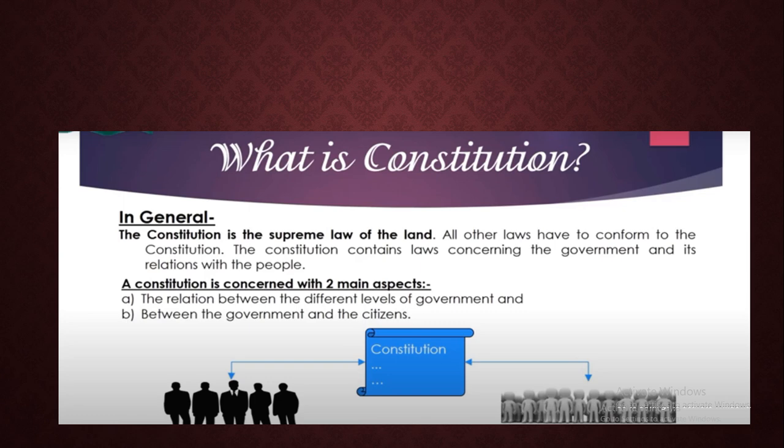And also, a constitution determines the relationship that a government and the citizens should have. If the constitution was not there, then the relationship between the government and the citizens would be very vague, or there would be no relationship at all. The government would do what it wants without taking the people into consideration. But today, because the constitution is there, the relationship between the government and the citizens is a harmonious relationship.